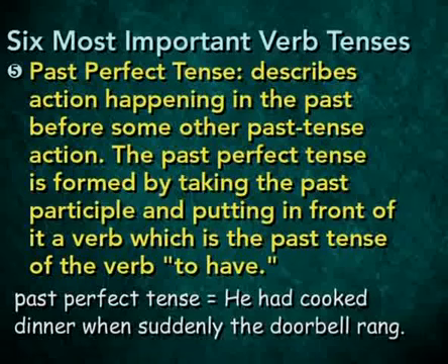Now, which came first? Well, we're told in this sentence that the cooking of the dinner came before the ringing of the doorbell. So the ringing of the doorbell is described in the past tense, while the past perfect tense is used for the cooking of the dinner. Remember, the past perfect tense describes action happening in the past before some past tense action. So the sentence correctly says, he had cooked dinner when suddenly the doorbell rang. The correct sequence of events is clearly explained by the two different tenses that are used in that sentence.